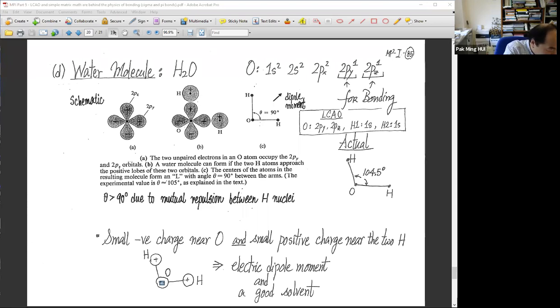Okay, thank you. So what I'm saying is that you have a center of mass of positive charge here. You have the negative charge there. You have an electric dipole moment. Okay, you have an electric dipole moment for the water molecule. And that will be useful for many purposes, okay?